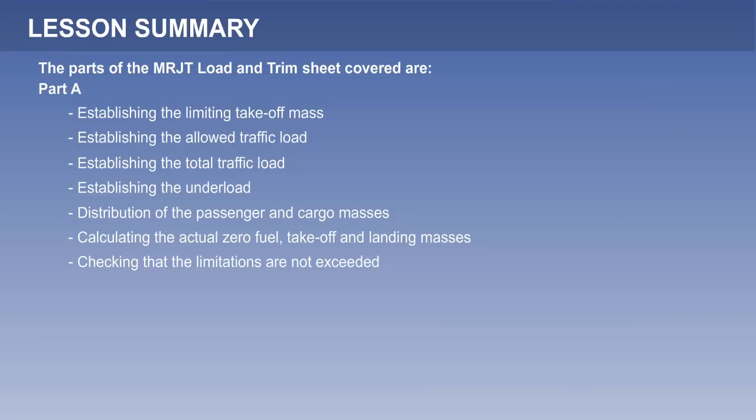We have now finished the lessons on completing both Part A and Part B of the load and trim sheet for the medium-range jet transport contained in CAP 696. In Part A, we determined the limiting maximum takeoff mass and from that the limiting allowable traffic load. We calculated the underload, which indicates whether there is any spare capacity for last-minute changes, and showed the distribution of passenger and cargo masses. Finally, in Part A, we calculated the actual zero fuel, takeoff and landing masses and checked them against their limiting values.